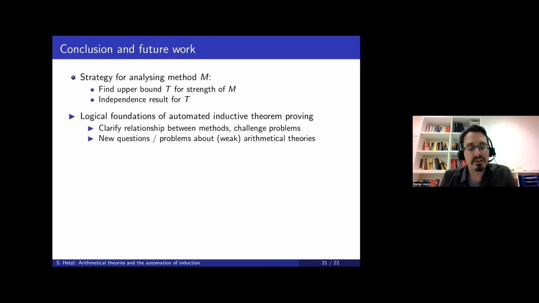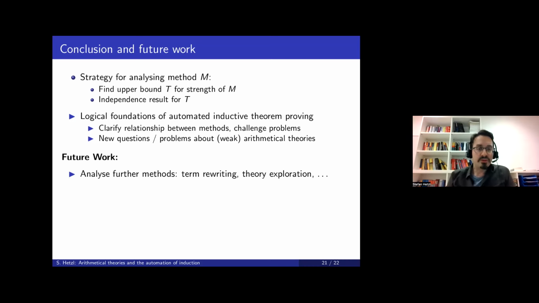What I hope this will lead to in the long run is that it helps to establish firmer logical foundations for automated inductive theorem proving. As important as empirical evaluations are, I hope more mathematical tools can be used in this area. For computer science, this can help to clarify the relationship between these different methods and existing theories of induction, and also to challenge problems and independence results. But for mathematical logic, too, this can be interesting work, because it leads to new questions and new problems about arithmetical theories, mostly quite weak ones.